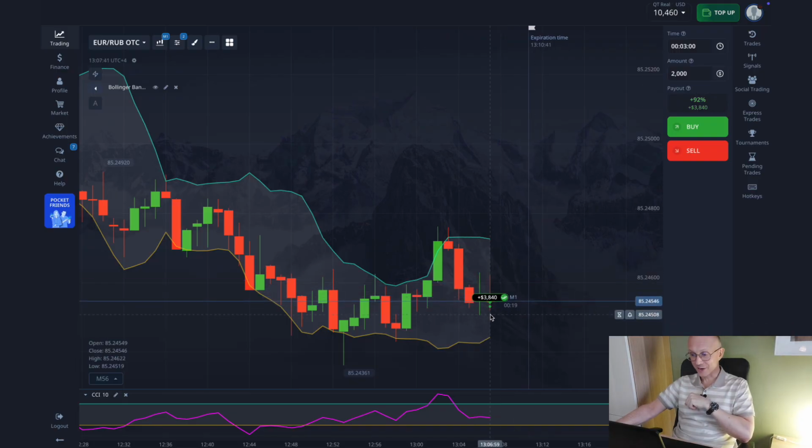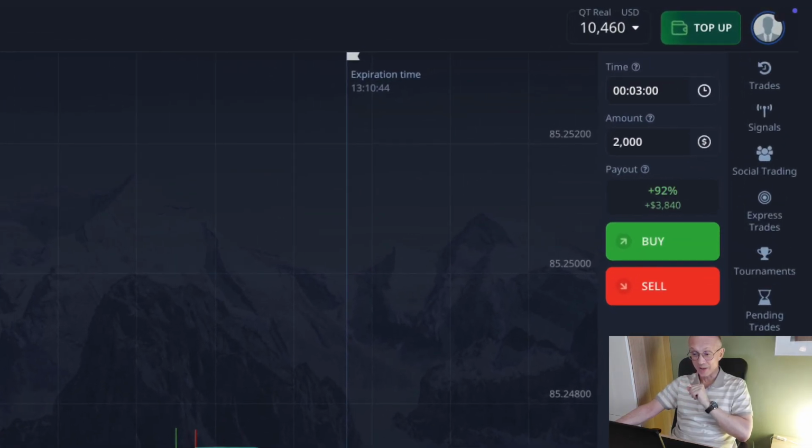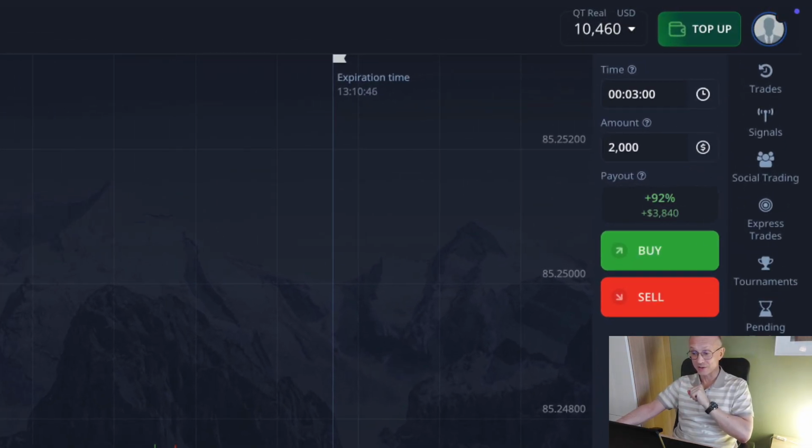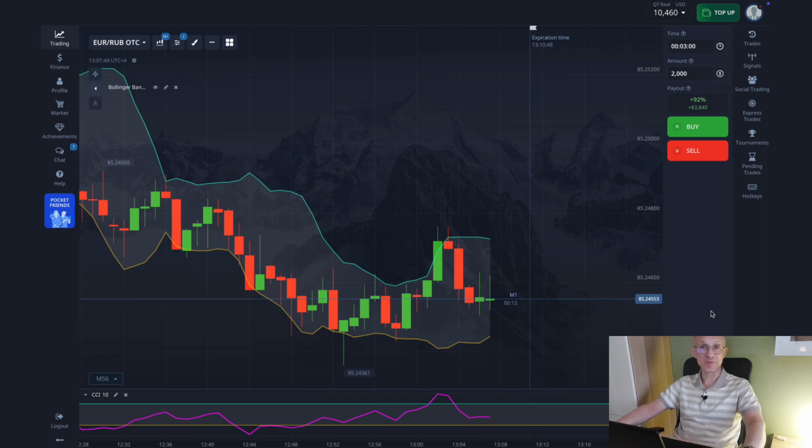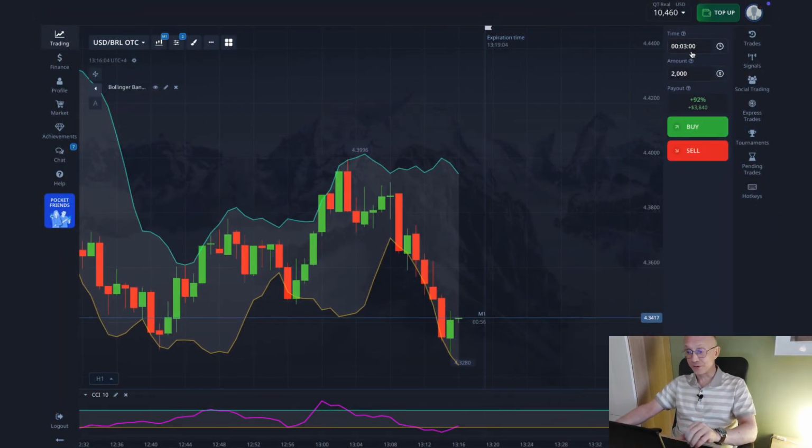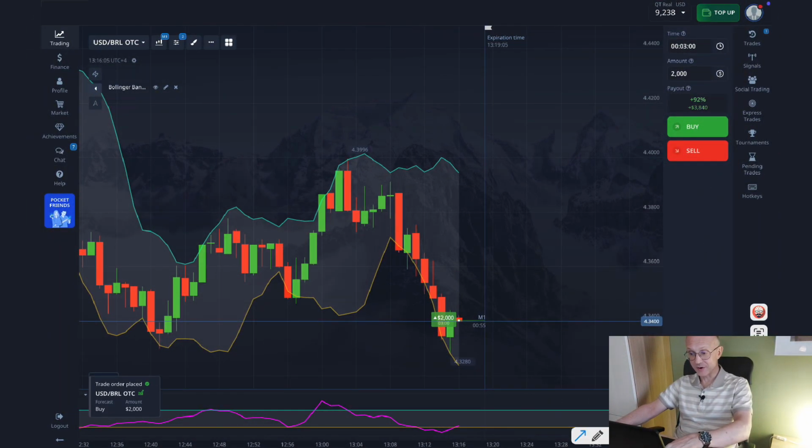And again, a confident plus. There's $1,840 in profit. So we keep trading. Here's an excellent opportunity. The expiry time is 3 minutes and I'm opening a long trade for $2,000.